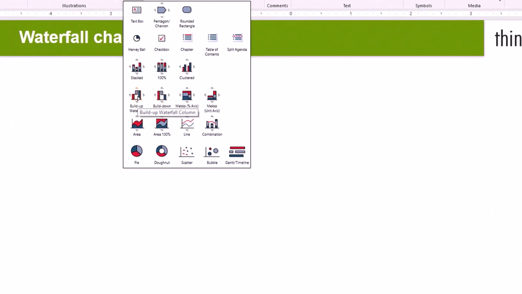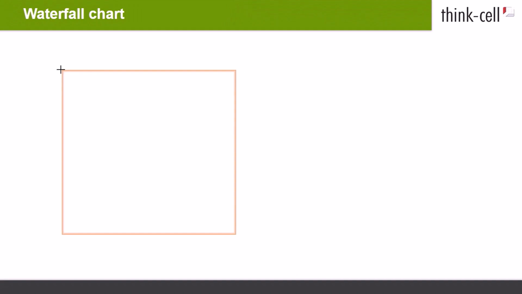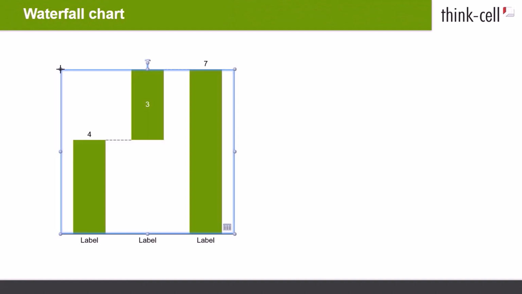Let's start with a Build Up Waterfall. Click once onto the slide to place the chart there. A default Build Up Waterfall chart is inserted. In this chart type, the segments of each category build up from left to right to result in a total column on the very right of the chart.